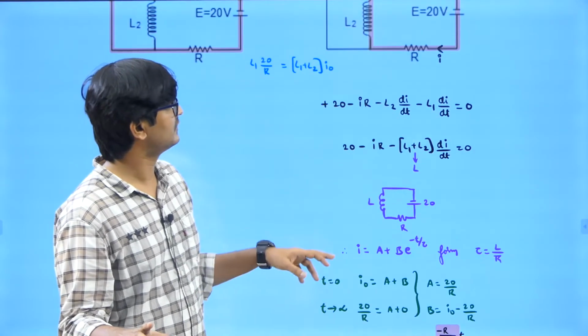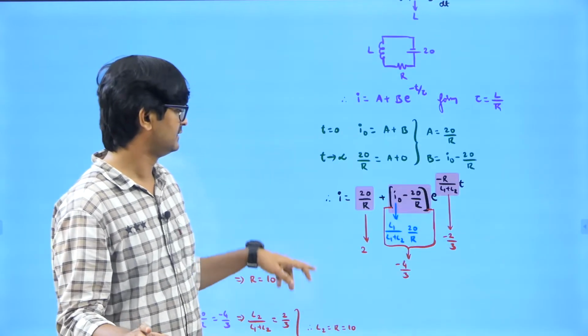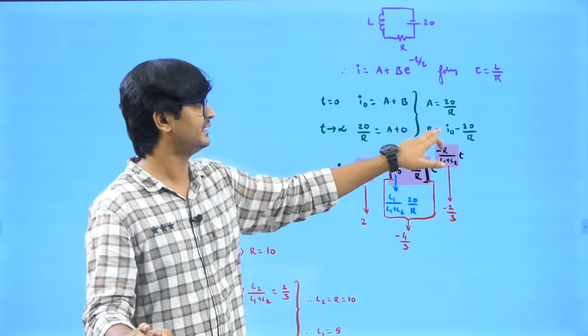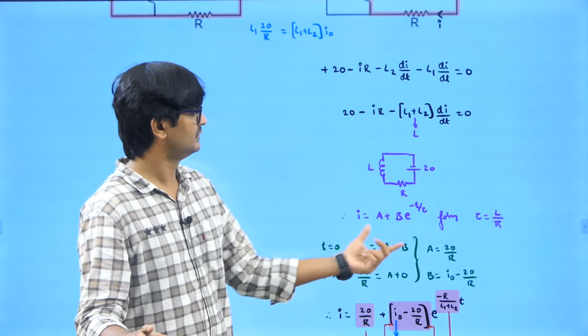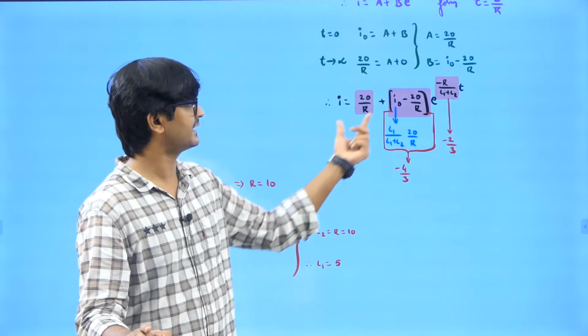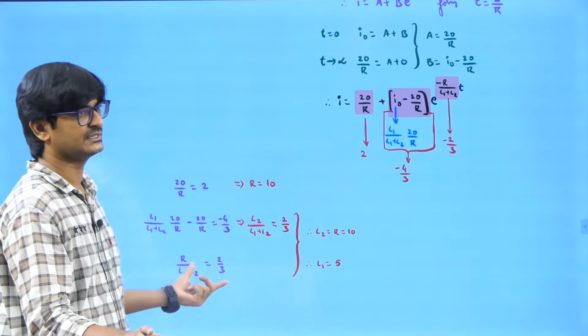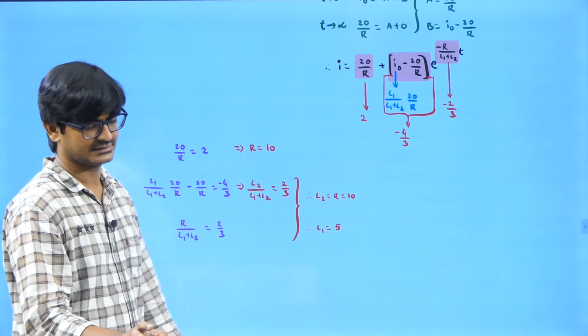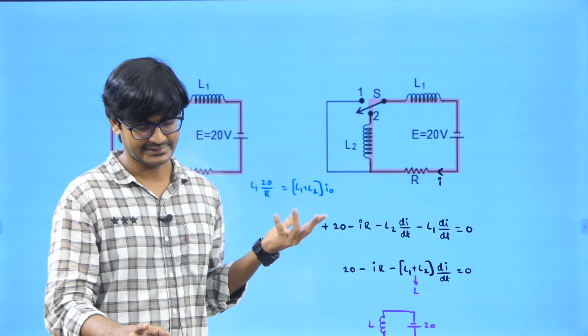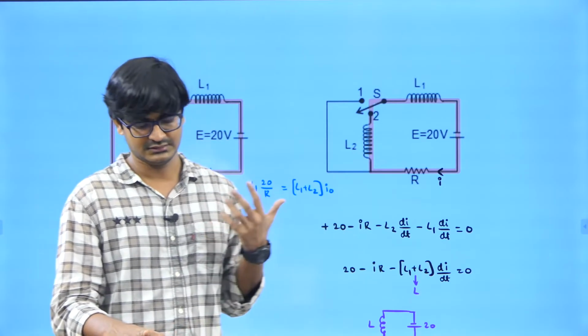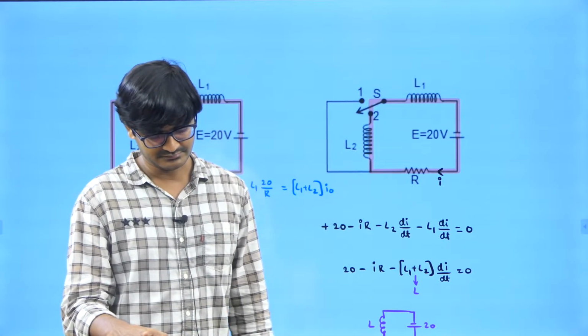Now after a long time, what will be the current? Again 20 by R. So from there I can predict the values of A and B, and I can get current as a function of time. Now they have given something in the question, so from there I can compare and get these three equations, solve them and get the answer. So the essence of this question is that flux through a loop won't change suddenly; just before and just after closing the switch, it has to be same.